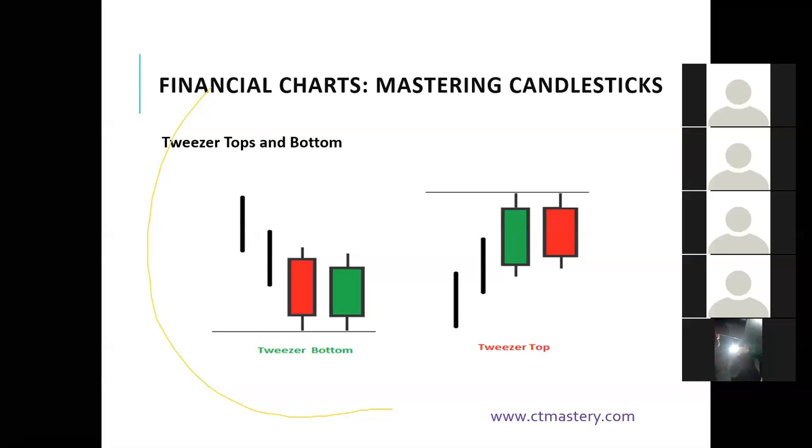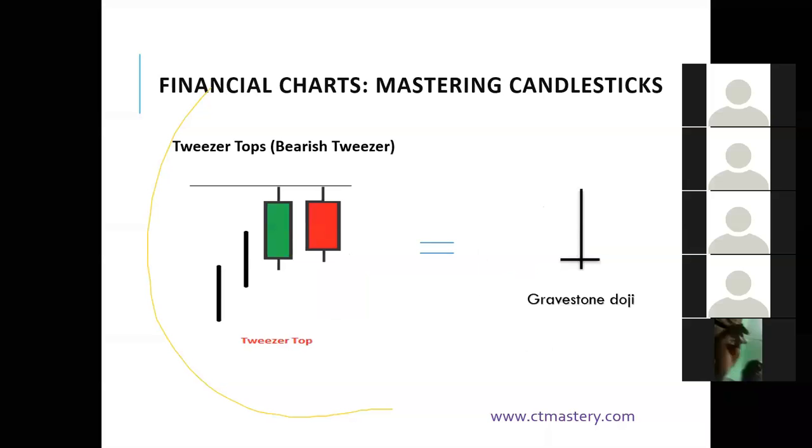The next one is the Tweezer top and the Tweezer bottom. The Tweezer bottom is also called the Bullish Tweezer because it's occurring at the bottom. The Tweezer top is also called the bearish Tweezer because it's occurring at the top. The Tweezer candlestick patterns are made up of two candlesticks, two large real body candlesticks of different colors. So let's look at the Tweezer top, which is the bearish Tweezer.